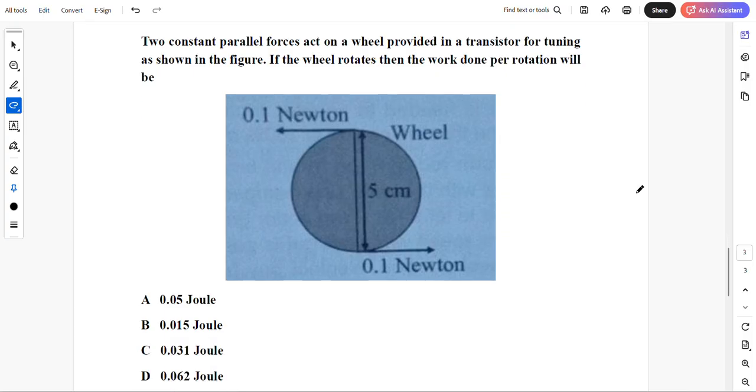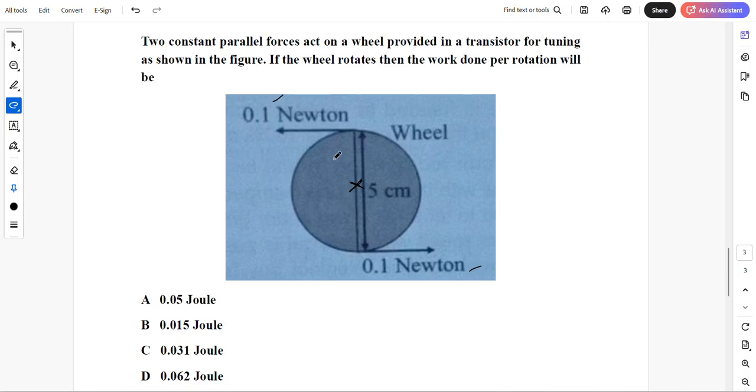Two constant parallel forces act on a wheel. Constant forces, this and this, constant. Therefore, torque will also be constant. Two constant parallel forces act on a wheel provided in a transistor for tuning as shown in the figure. If the wheel rotates, then your work done for rotation will be. Now we are supposed to calculate the torque here at the center.